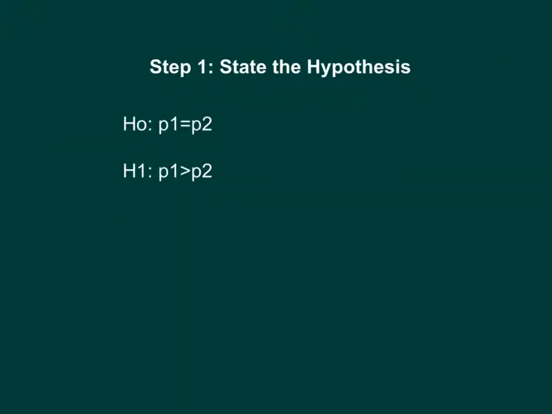Okay, so the first step is to state the hypothesis, and in this problem, H naught is P1 equals P2, which is the conclusion that boys and girls are bullied the same. The alternative hypothesis, which is the hypothesis that we are testing to see if it is true, states that girls, P1, are bullied more than boys, P2.